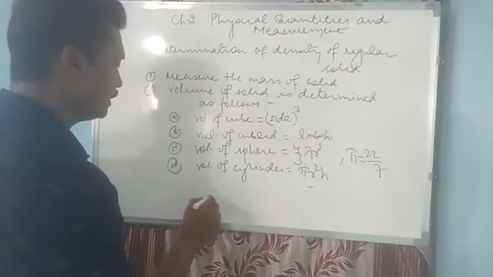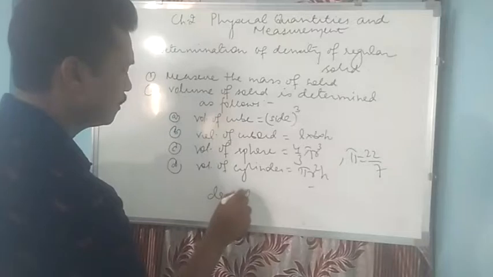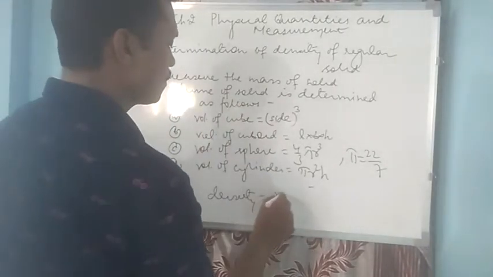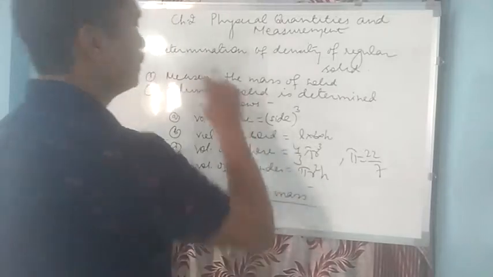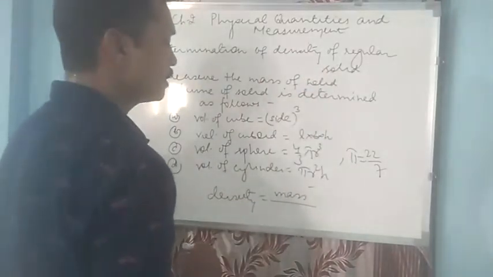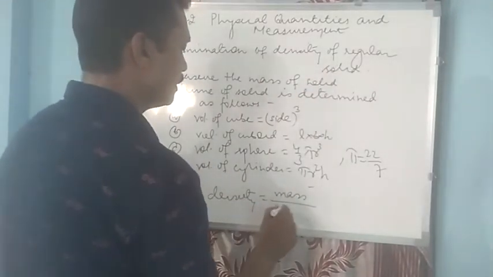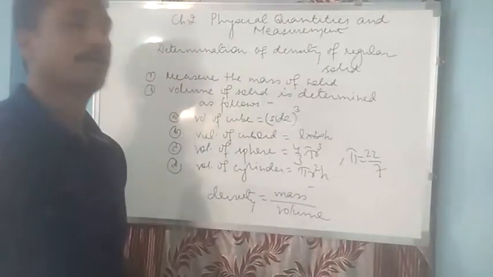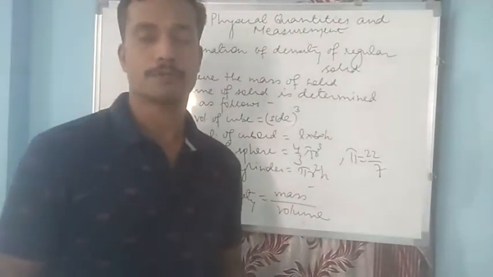Then to get the density, we have mass upon volume. Mass we have already measured using a physical balance, and then we have volume. This finally will give you the density of a solid.